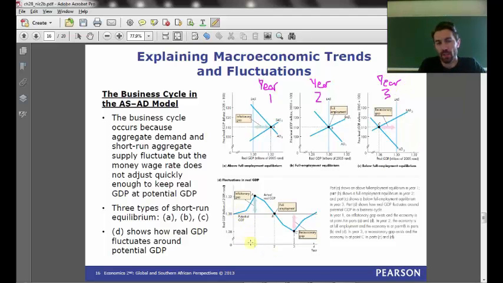Well, here we go. Here's year one. We've moved away from potential GDP. We've gone up. Then in year two, we come back to potential GDP. Year three, we move down, away from potential GDP. And then hopefully in year four, we start moving back. And we've got a cyclical story going on there.